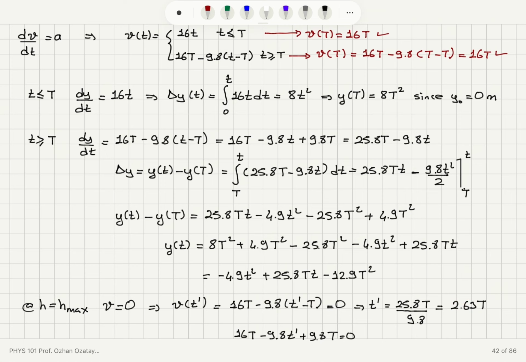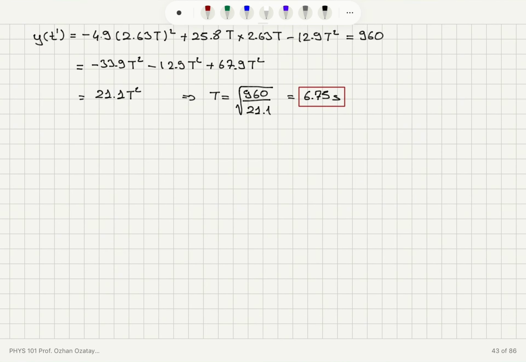By substituting this into y at time t prime, I evaluate y of t at t prime. It is 21.1 T squared, and that is the maximum height I will reach, which has to be 960 meters. So taking the square root of 960 divided by 21.1, I find that I need 6.75 seconds for the initial acceleration of the rocket.